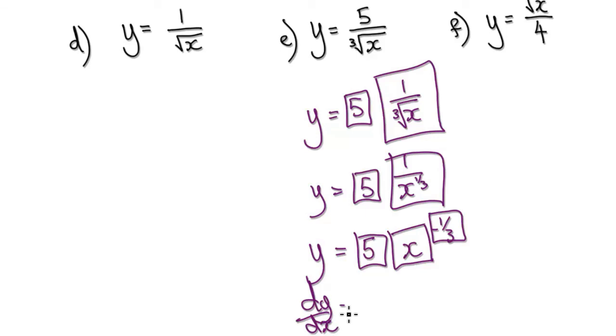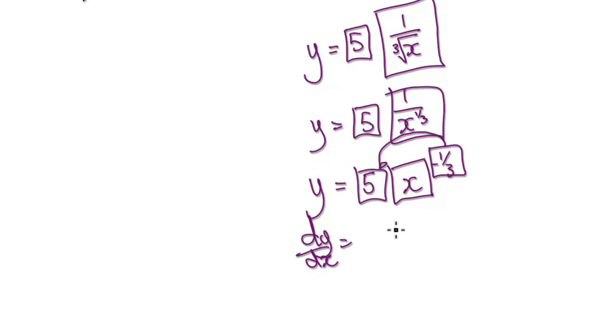dy by dx equals, well, this thing comes down, so that would be negative 5 over 3. The x stays the same. The power gets minus by 1. So wait there, negative a third, take away 1. 3 over 3 is 1. So that would be negative 4 over 3. So that's dy by dx. So now we just need to tidy this up.